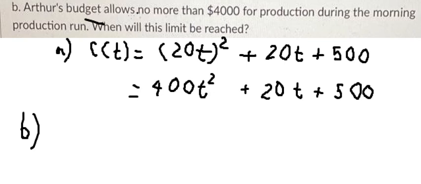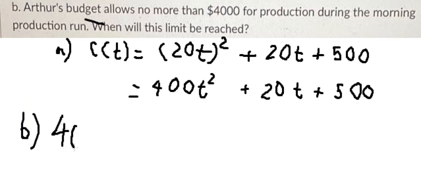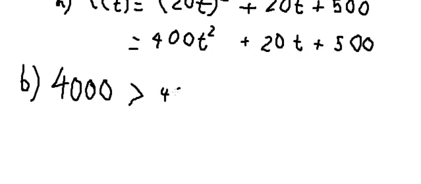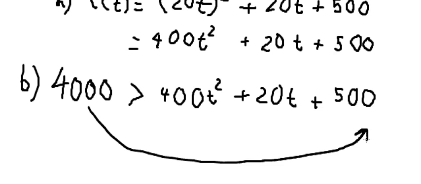The author's budget allows no more than 4,000 for production. So we put 4,000 in C(T) in here. The question says it should be no more than 4,000, so we need to use this side in here, and we put about 400T squared plus 20T plus 500. So we put 4,000 on the left, on the right.